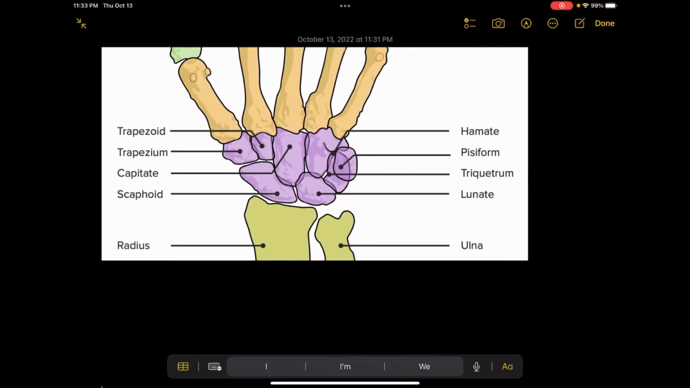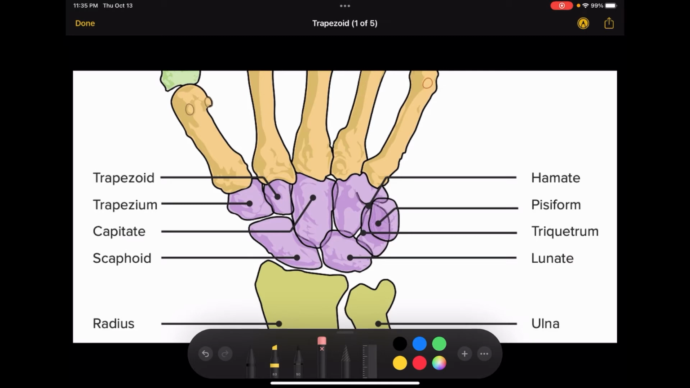Hey guys, so this video is going to be about the anatomy of the wrist. The wrist is made up of 8 carpal bones. They're arranged in 2 horizontal rows. They all have multiple names, but I'm just going to call them by the names that I learned in school, which I guess are the most popular names. I know it's a little bit complicated.